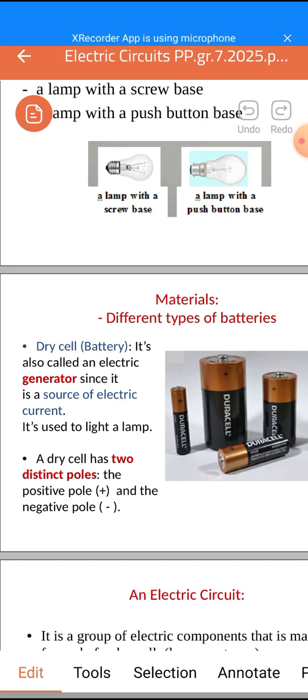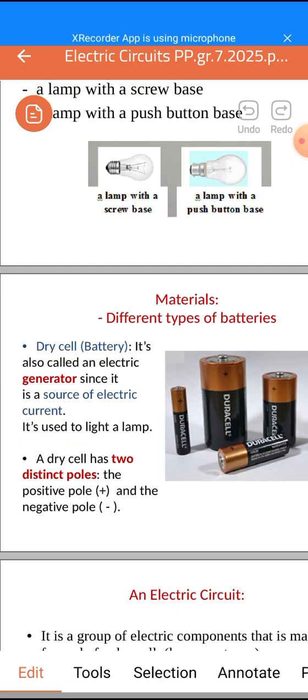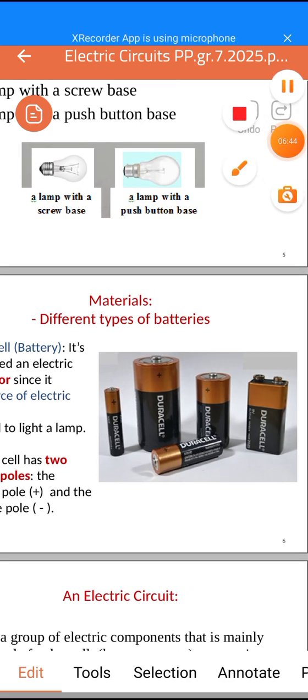So since the battery or the dry cell is a source of electric current, we also call it an electric generator. So dry cell or battery is also called a generator because it's a source of electric current. So we use it to light a lamp. Now, as you can see in the figure, we have different shapes and sizes of dry cells.